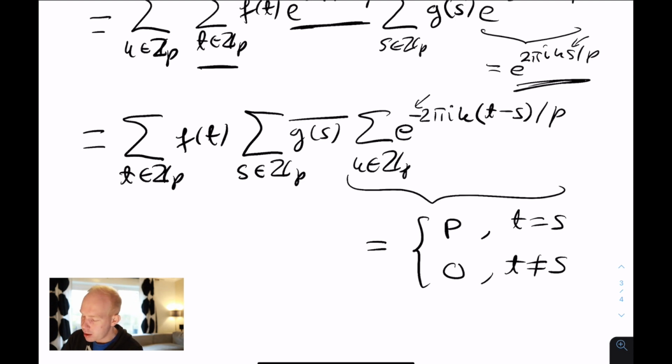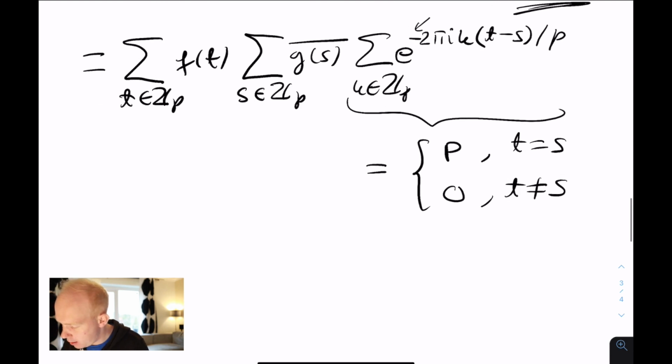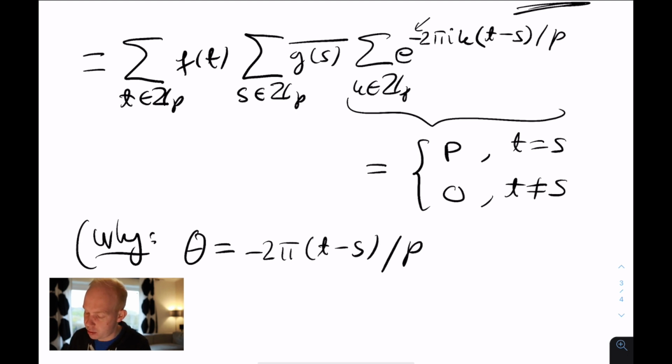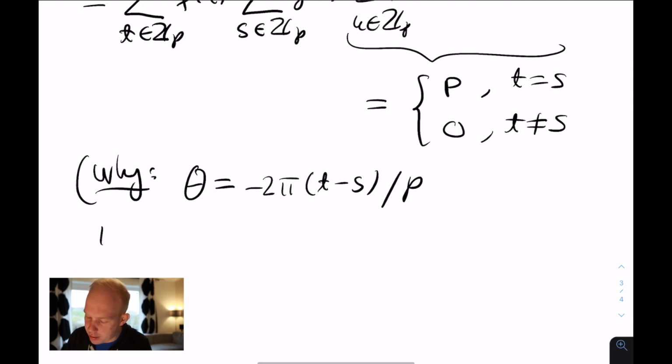So if you look at the expression we have here, maybe I could write this as theta, which is equal to minus 2 pi i (t minus s) over p. So if t is equal to s, then this implies that theta is 0.